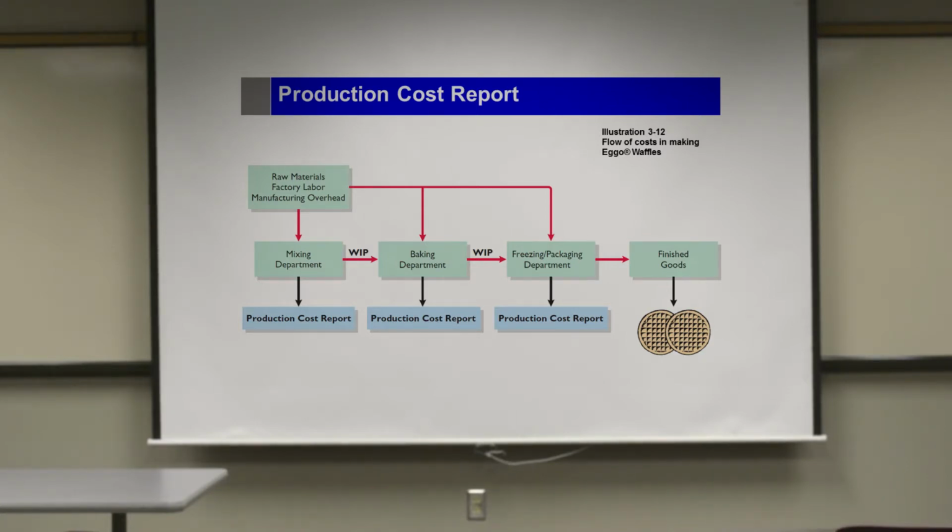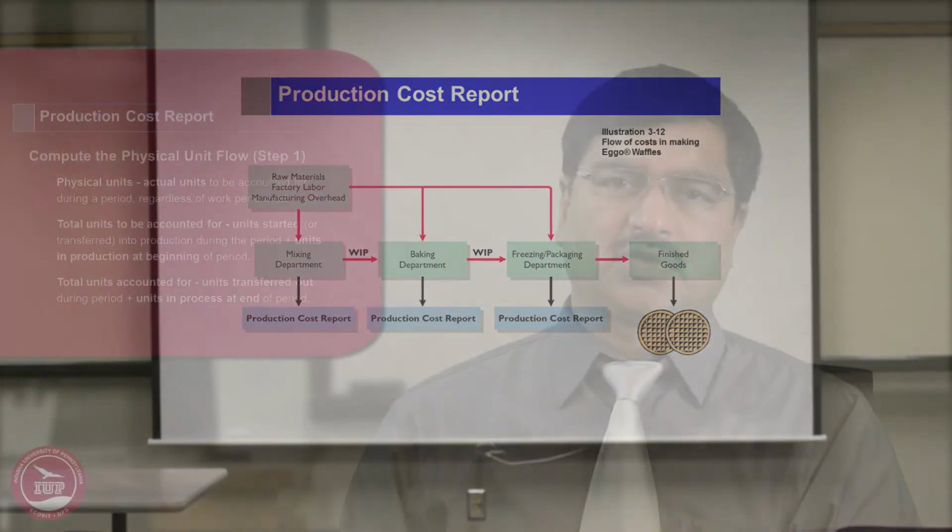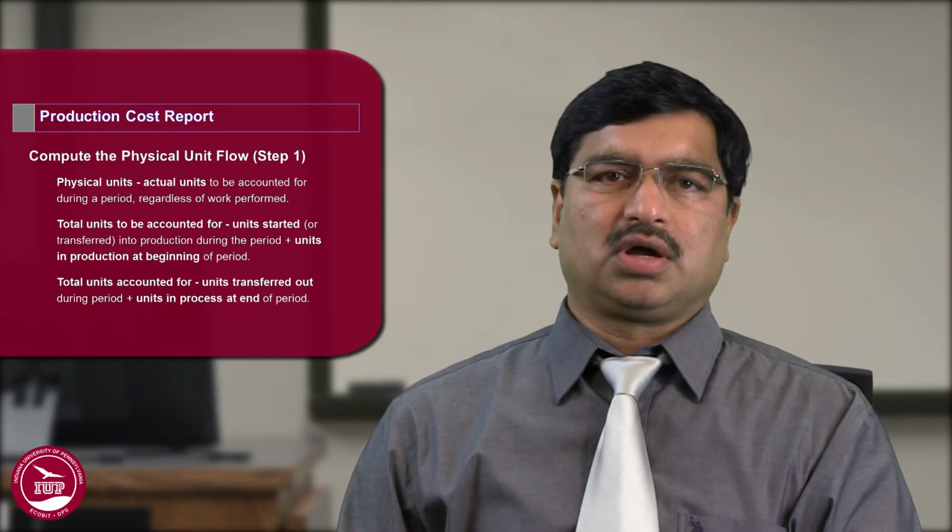What we are going to do is prepare a production cost report for each of the departments: mixing department, baking department, and freezing department. Today, I will only go through one department, that is the mixing department. The process of preparing the production cost report for the baking department and freezing department, or for that matter, any other process, is similar. So to go through the process, we will start with the computation of physical units.